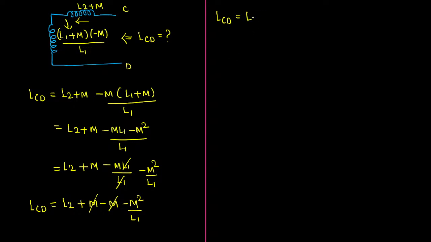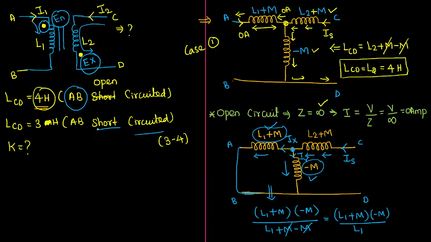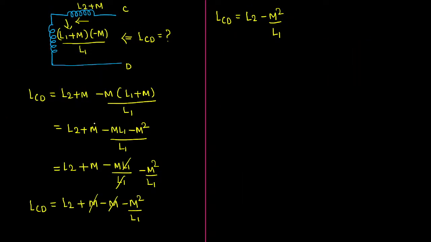LCD, finally, we will be coming up with L2 minus M power 2 upon L1. I think LCD is already given, right, for the short circuit. See, the moment you are short circuiting the AB, the overall LCD value is already given as 3 Henry. So let us substitute this value as 3. It will be equal to L2 minus M power 2 upon L1. Yes or no? So from here, they told that L2, already we know, right? So we found the value of L2.